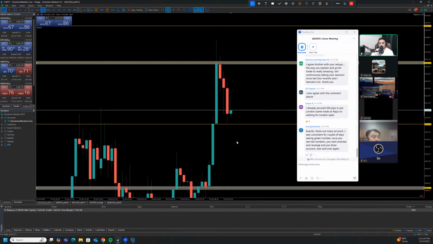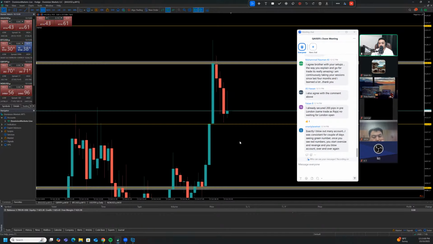I already secured 200 pips in pre-London, same trade as Raja. No waiting for London. Yeah, definitely Fizan, just stay here. You already made the money. Exactly, I blew many accounts. I was consistent for a couple of days, seeing green numbers. Once you see red numbers, you start to oversize and revenge trade.